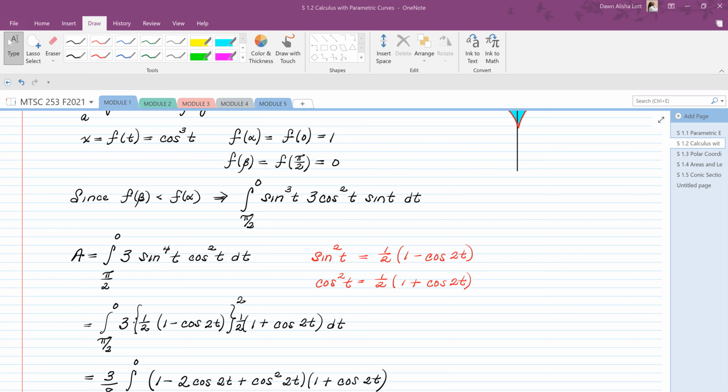Sine of x to the 4th, right? And then it's the integral from 0 to pi over 2. Okay, it's 3 pi over 32.